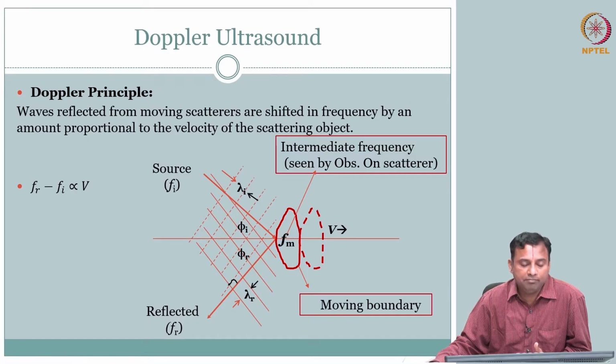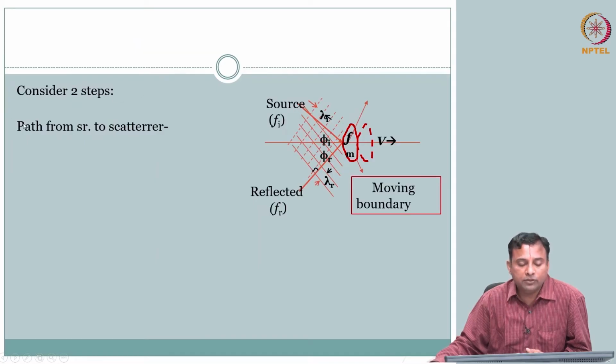The easiest way is to start writing it out right from the fundamentals. The idea is that you are sending a frequency and receiving a frequency. Both of these are related to this Fm, the frequency observed when you sit on this object, and there is a motion of this object. So we will start with the two-step process. First we will see what happens from the source to the scatterer.